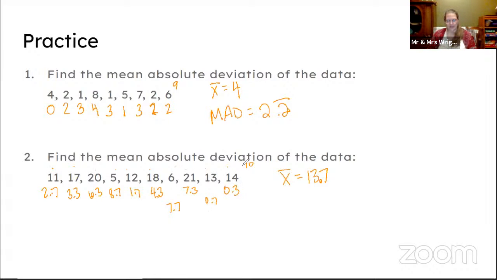All right, now I need to add these together. So 2.7 plus 3.3 plus 6.3 plus 8.7 plus 1.7 plus 4.3 plus 7.7 plus 7.3 plus 0.7 plus 0.3 equals 43. And I'm going to divide again by 10 because there's 10 pieces of data. So my mean absolute deviation is going to be 4.3.